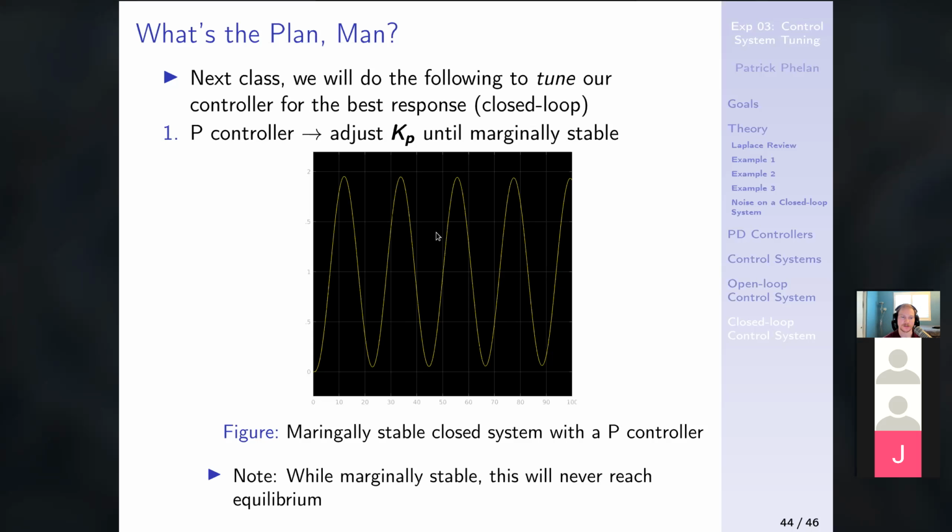It's kind of a tangent, but we're going to adjust Kp until it's marginally stable like this.